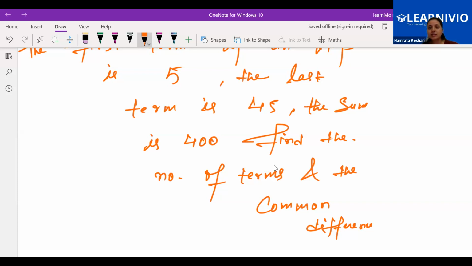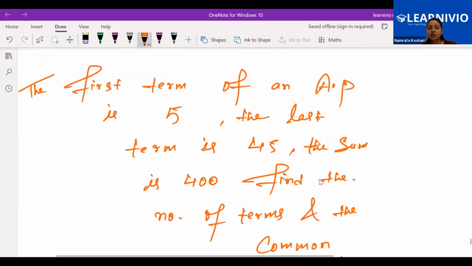Ma'am, the N is 16 and D is 8 by 3. Okay. What you got? Number of terms N is 16. And common difference? D is 8 by 3. Okay. Other students, please do it and let me know what exactly you are getting. The first term of the AP is given. The last term is given over here.